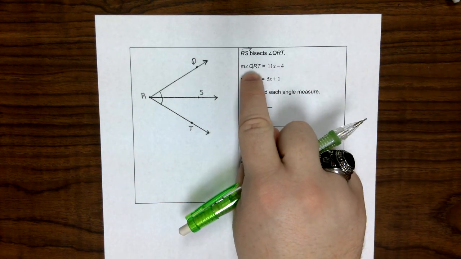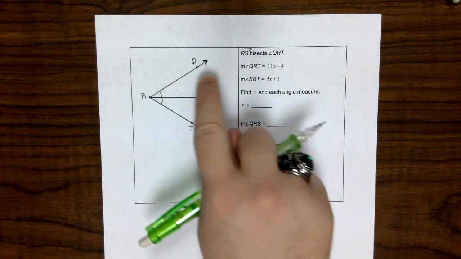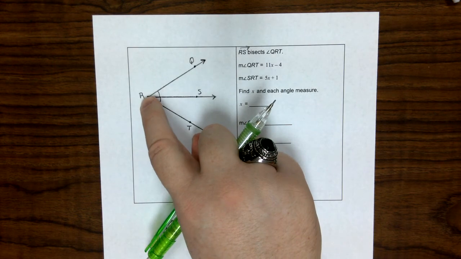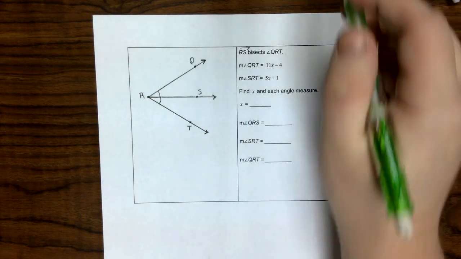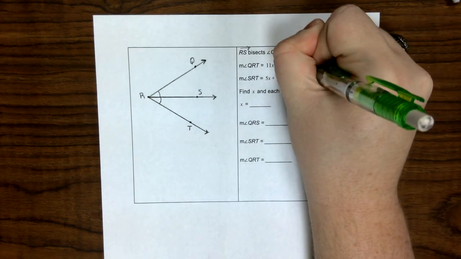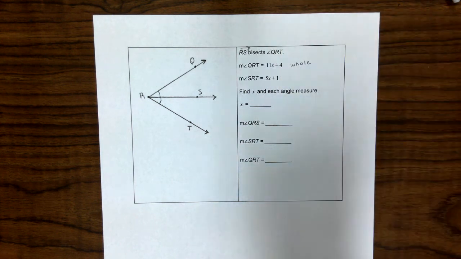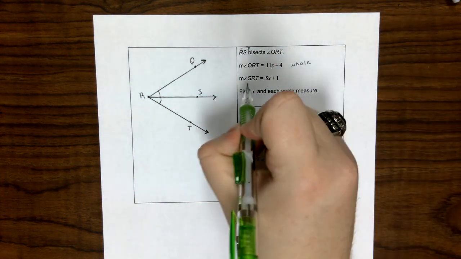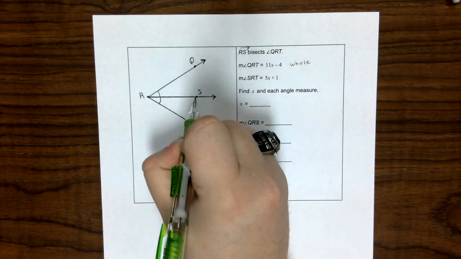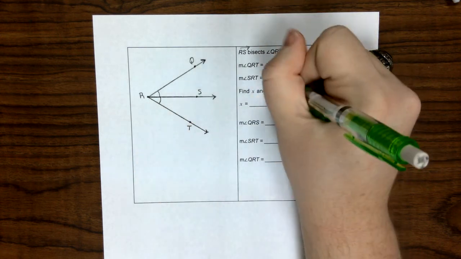Okay, let's look at what I gave you now. The measure of angle QRT, that's the whole angle. So I'm going to write that out. I'm going to label that as the whole. SRT, that's half.